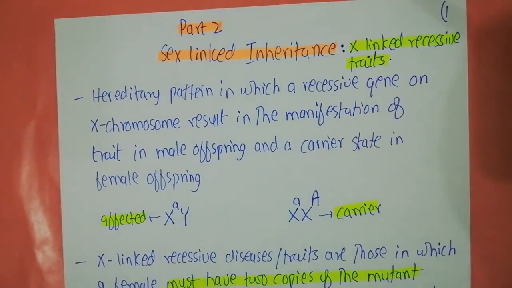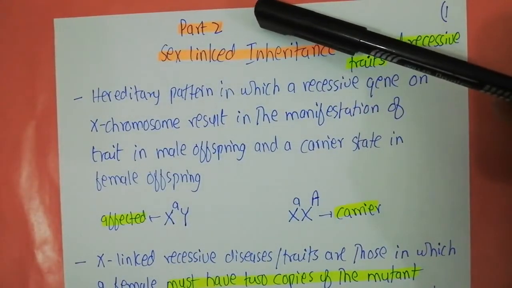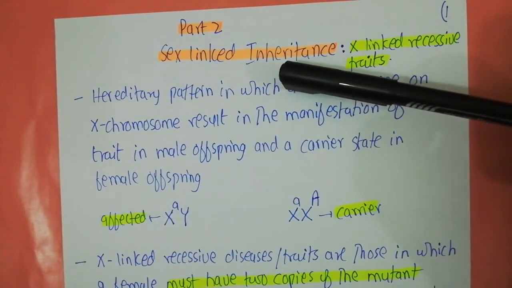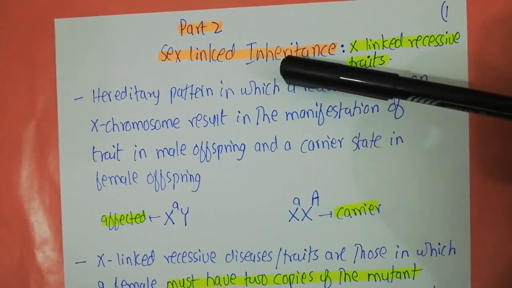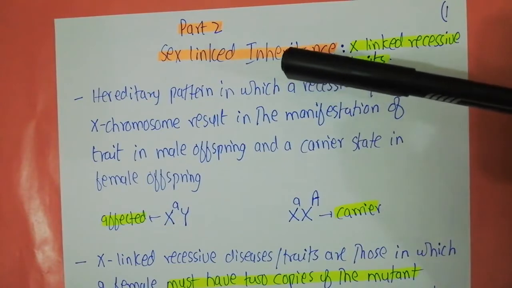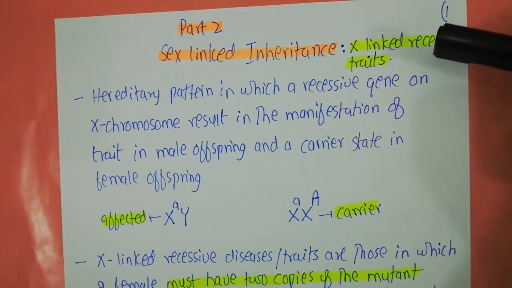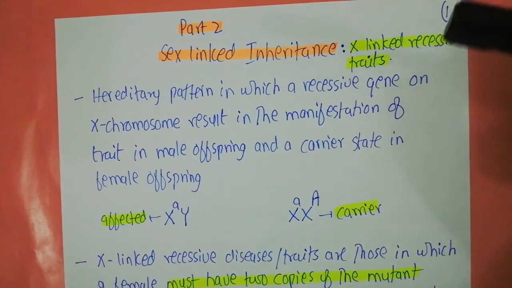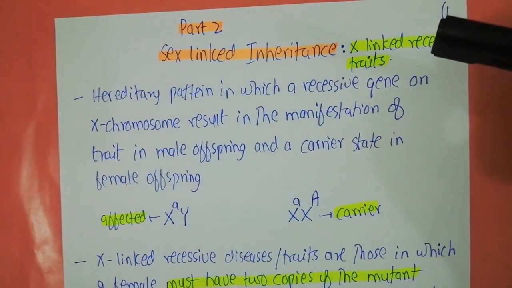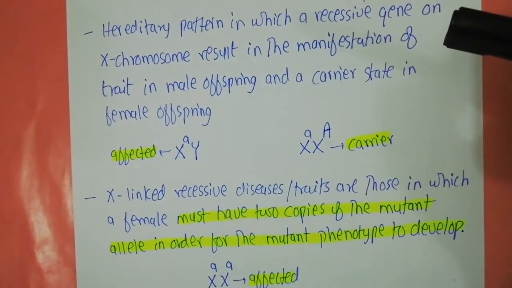Welcome back to this next video, and this is part 2 of sex-linked inheritance. In the first part of this video, I told you about the X-linked dominant traits, and in this video we are going to talk about the X-linked recessive traits. Now, X-linked recessive traits are those traits in which two copies of the mutant allele are present. You have both copies of the mutant allele on your chromosomes.